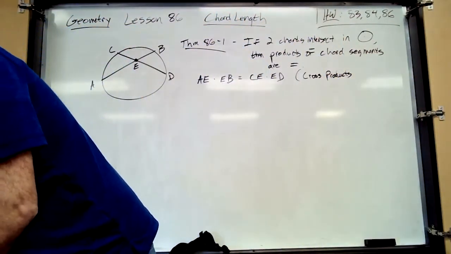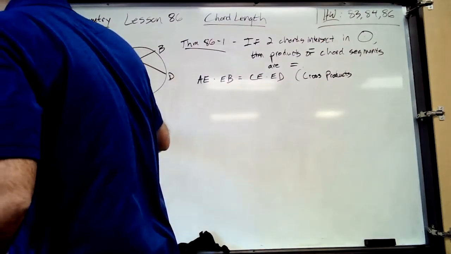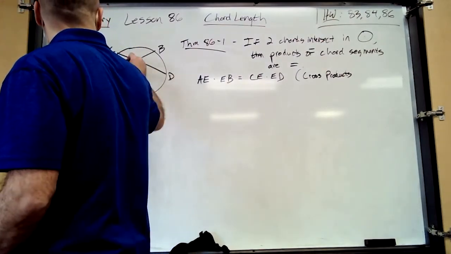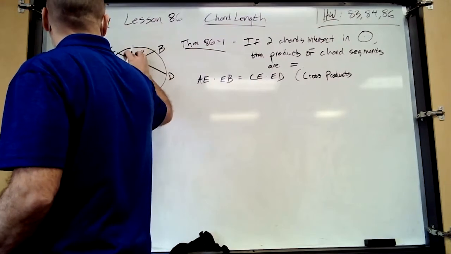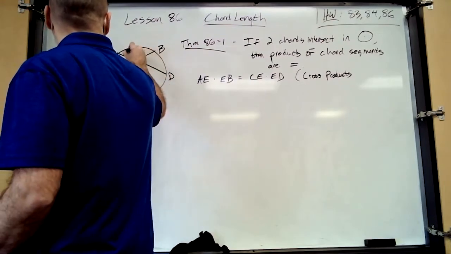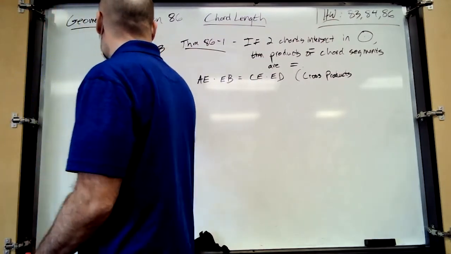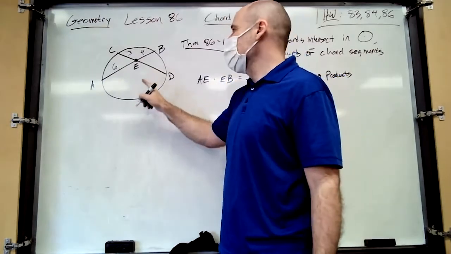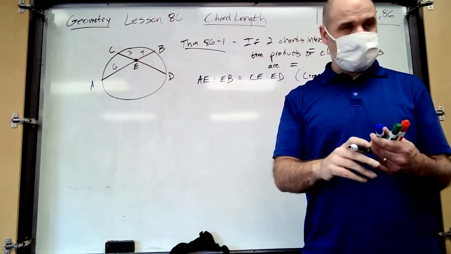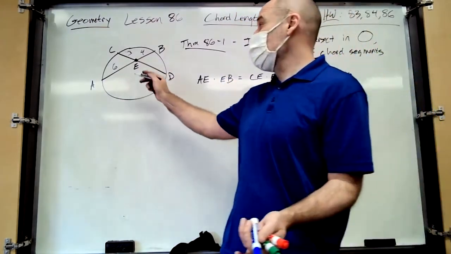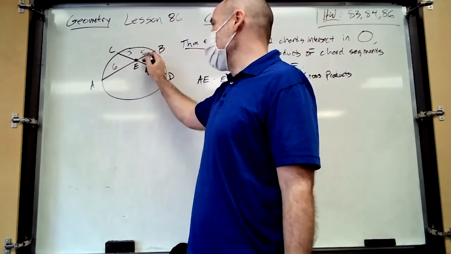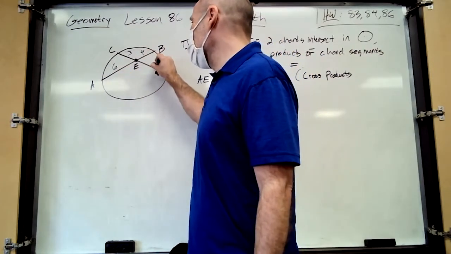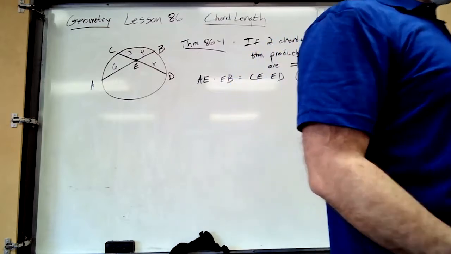So for example, if I had something like 6 over 3 equals x over 4, I do this in physics all the time. Cross products, fish method: 4 times 6 divided by 3. So 6 times 4 has to equal 3 times x.